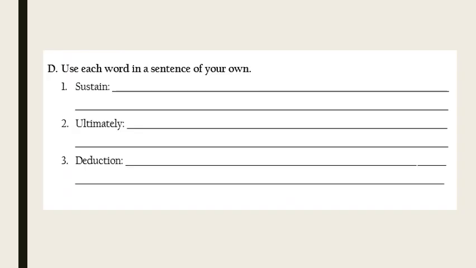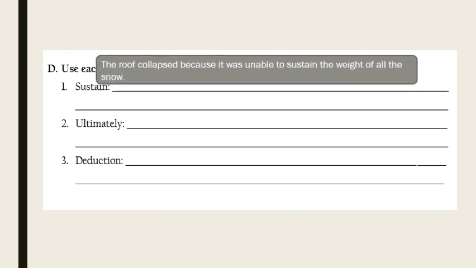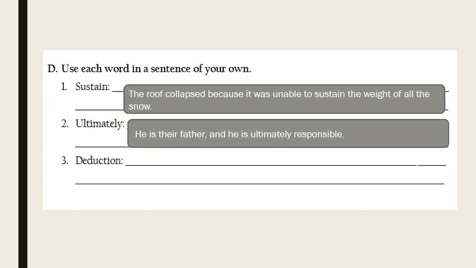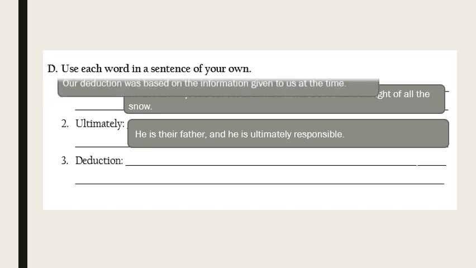The last exercise in the vocabulary exercises: use each word in a sentence of your own, as we usually do. Number one, sustain. What can we say about sustain? The roof collapsed because it was unable to sustain the weight of all the snow. Ultimately, eventually, or at the end, take it as this meaning. He is their father and he is ultimately responsible. Deduction, like a conclusion. Where do you make conclusions or deductions?